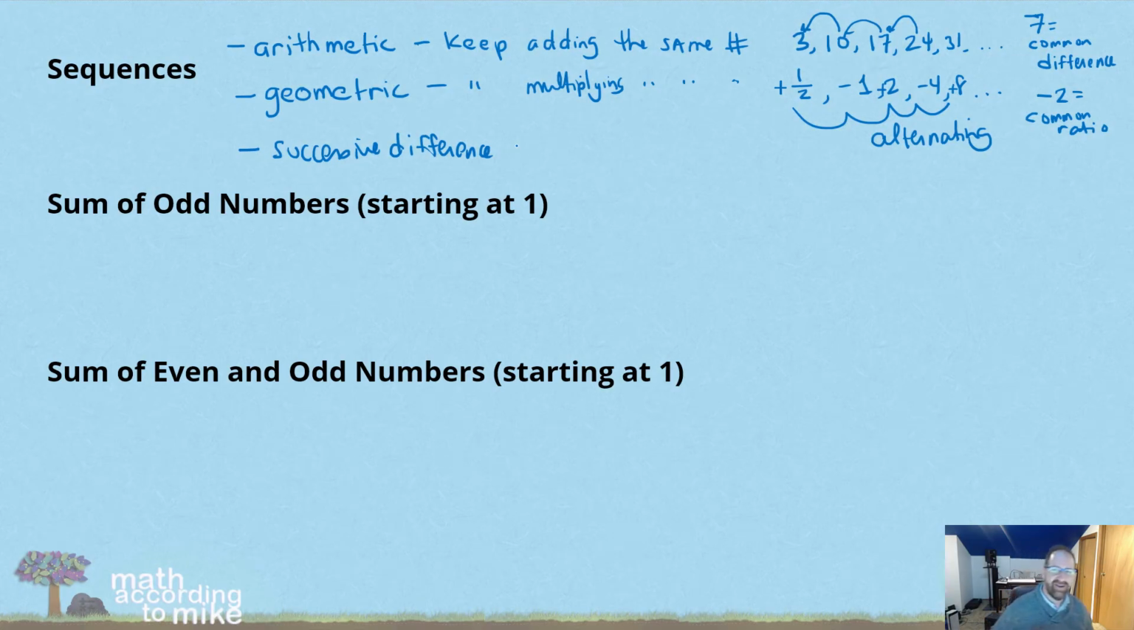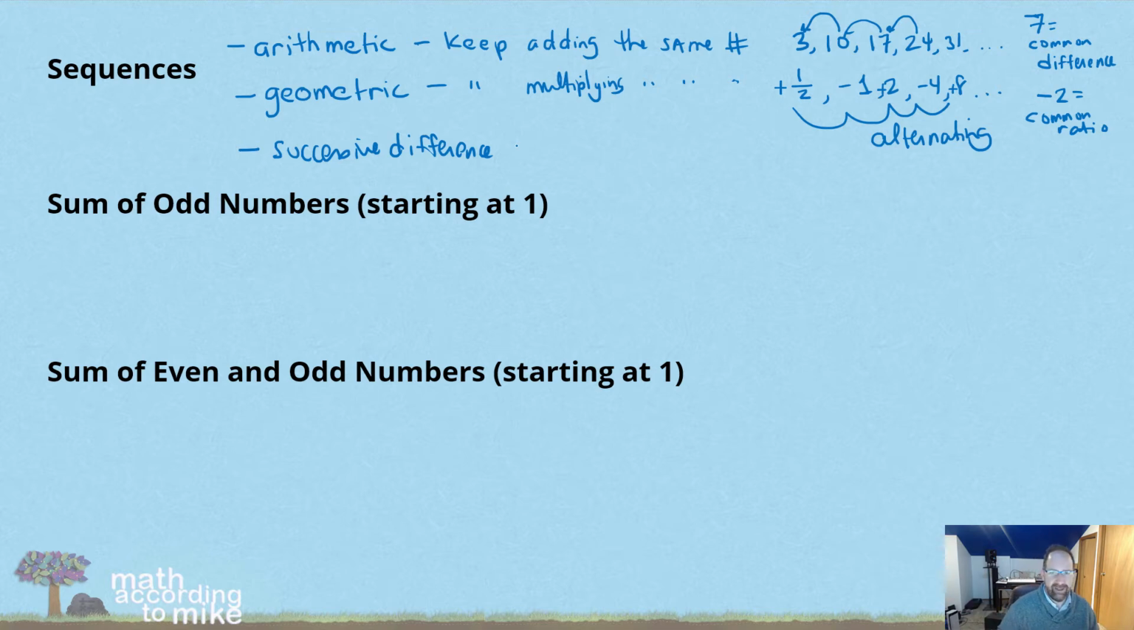Welcome back. Okay, so now that we have an idea of how to find terms of a sequence, what we're going to do is start adding up those terms. We have 2 major subcategories: the sum of odd numbers and the sum of even and odd numbers. And you might ask, why don't we have the sum of even numbers? We'll get to that later.